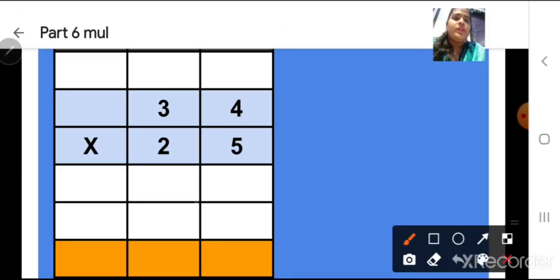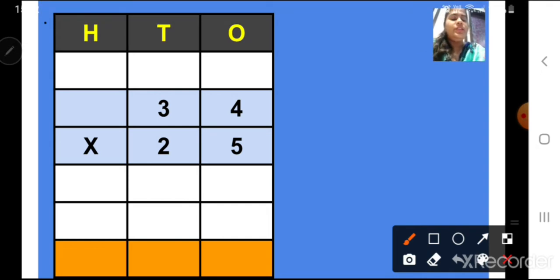Now for multiplication we have to start from ones place, from right to left. Now first we will multiply number 5 with number 4. Correct? 5 fours is 20. So 2 will be carried over and we will write here 0 at ones place. Then this 5 again we have to multiply with number 3. Correct? 5 threes is 15.